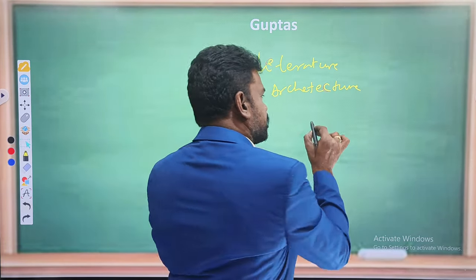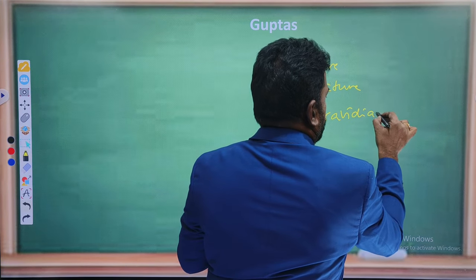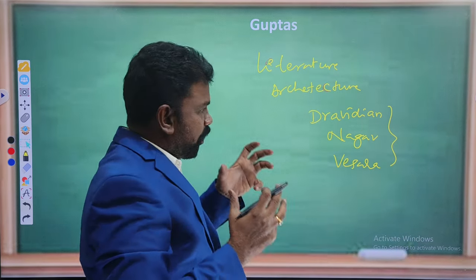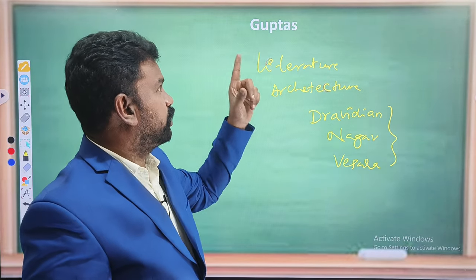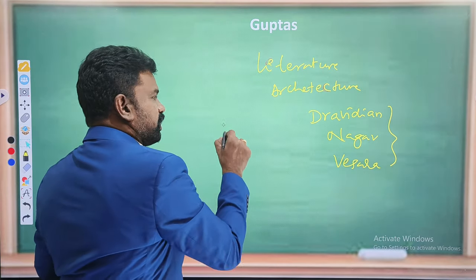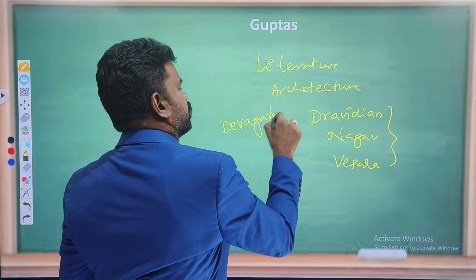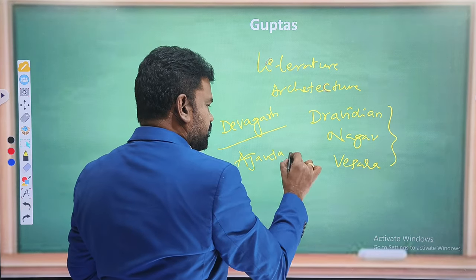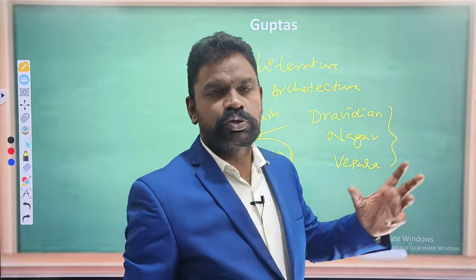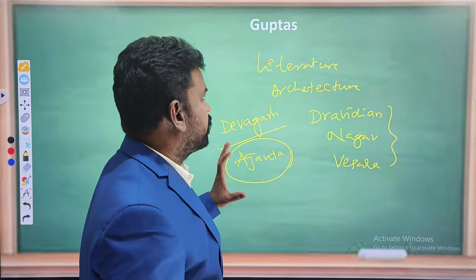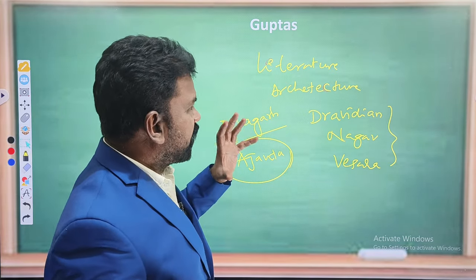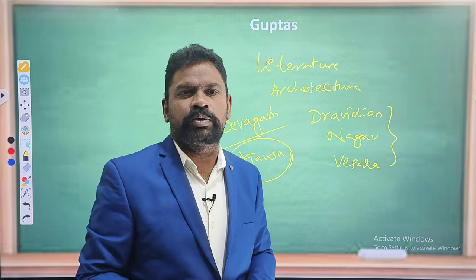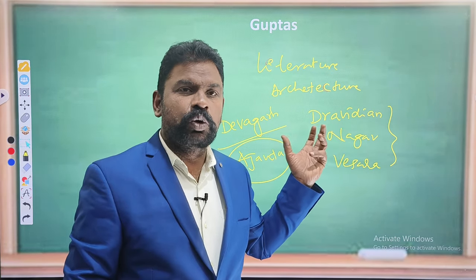In architecture, the foundations of the Dravidian style, Nagara style and Vesara style were started during the Gupta period. The Dashavatara temple at Deogarh was a very famous temple of the Gupta period. The paintings of Ajanta caves 16 and 17, and 9 and 10, belong to the Gupta period. Not only architecture but also space science, science and technology developed during this period. That's why this period is considered a golden age.